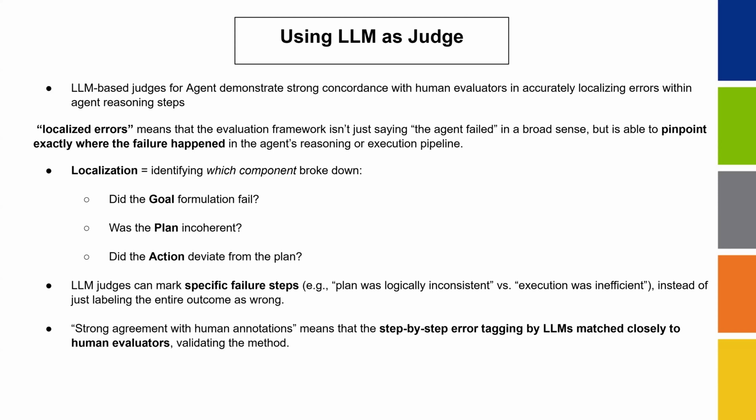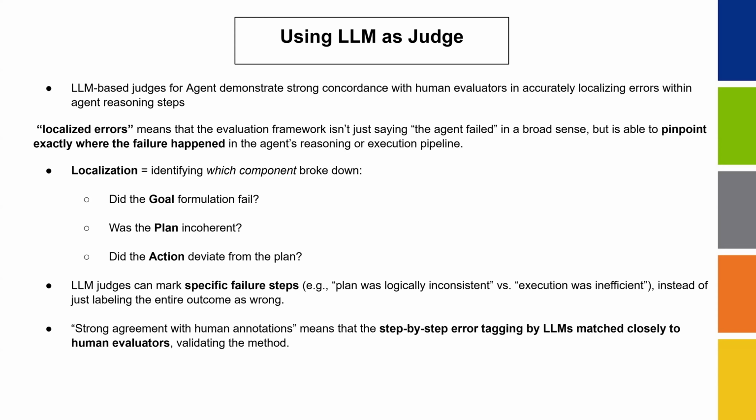So agent evaluations. We talked about it at length, but localizing errors is possible, meaning that the evaluation framework isn't just saying that the agent has failed in a broad sense, but it is also able to pinpoint exactly where the failure happened, in the agent's reasoning or in the execution pipeline. So localization is identifying which component broke down. Did the goal formulation fail? Was the plan incoherent, or did the action deviate from the plan?